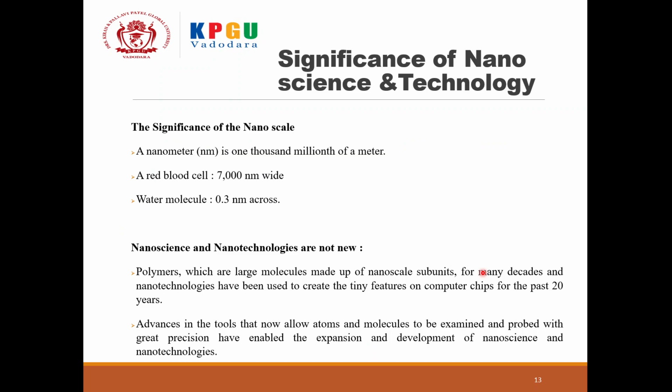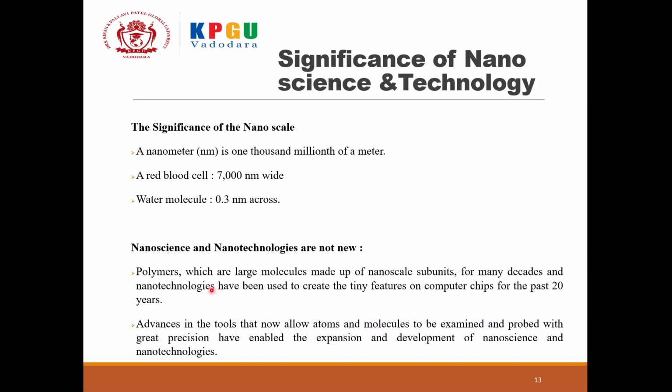So the significance is, a nanometer is 1000 millionth of a meter. A red blood cell is 7000 nanometer wide. That means 7 into 10 raised to 3 into 10 raised to minus 9 meter. So 10 raised to minus 6. That means 7 μm. A water molecule is 0.3 nanometer across.